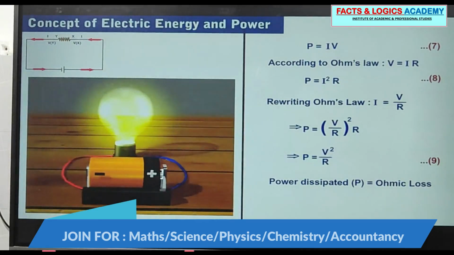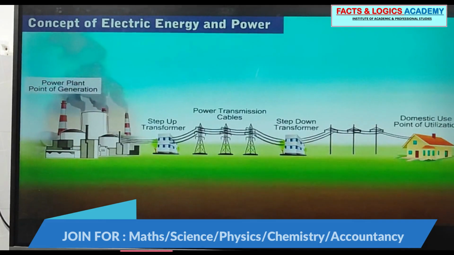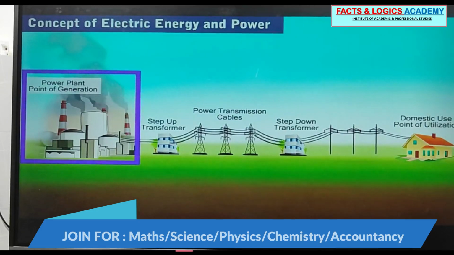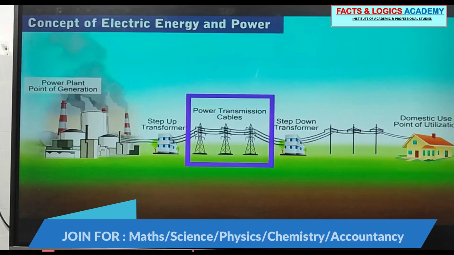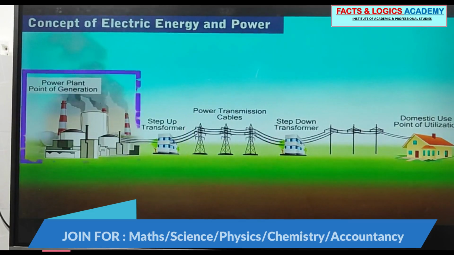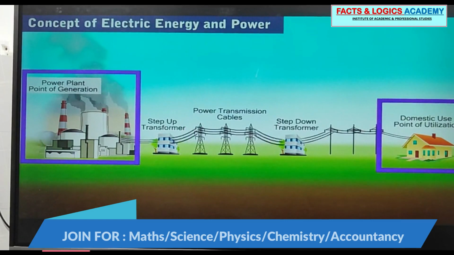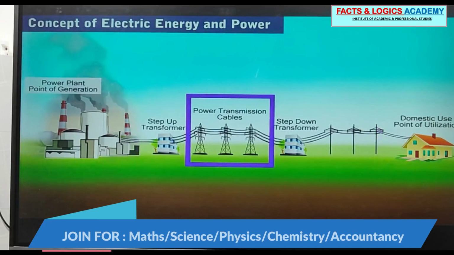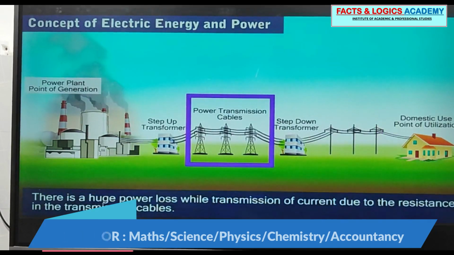This dissipated power P is utilized to heat the filament of an electric bulb to incandescence and radiate heat and light energy. Power supplied to this resistor can be from an external source, such as an electric cell. Similarly, there is power loss when a current I is transmitted from the point of generation to the point of utilization through transmission cables. The distance between these 2 points is often very large. The transmission cables have a certain resistance due to which there is a huge power loss.